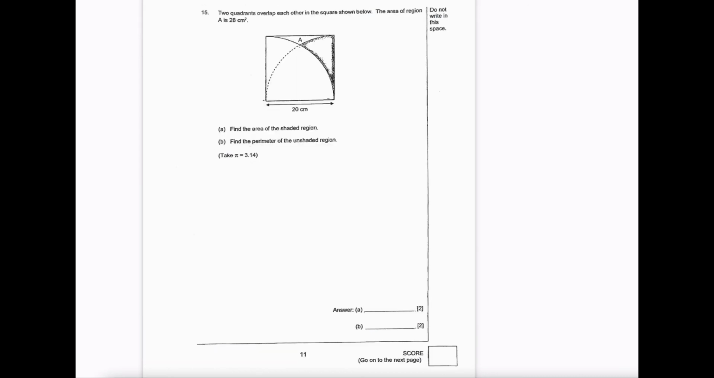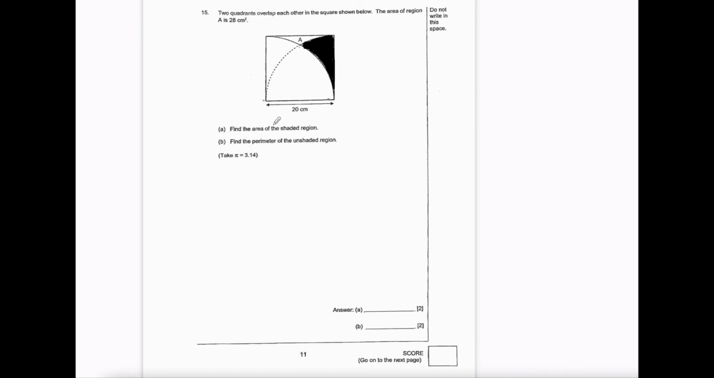Question 15, 2 quadrants overlap each other, quadrant 1 and quadrant 2, and they are enclosed in a square. The area of region A is 28 cm cubed. So region A is this part. And there's actually a shaded part, but it seems like it's not that clear, so I'm going to shade it first before I start the question. Find the area of the shaded region.